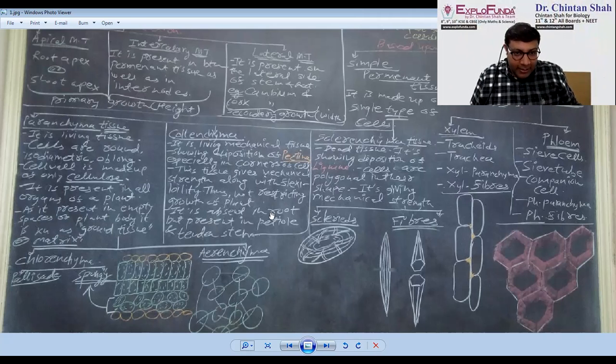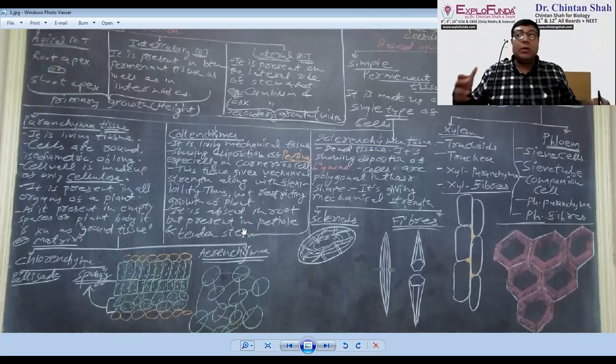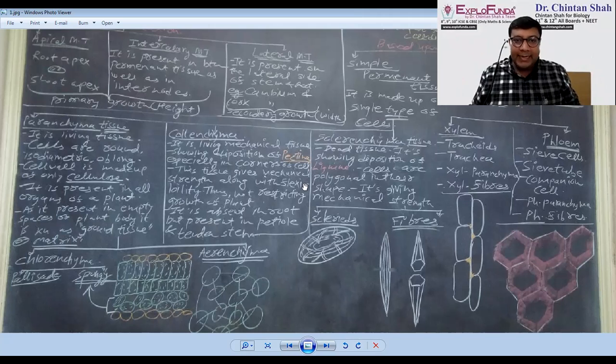So it is absent in the root, but present in the petiole and the tender stem. What do you mean by tender stem? Not the woody one. The primary stem, you can say, which has much more flexibility. Those kinds of stems are known as tender stems.